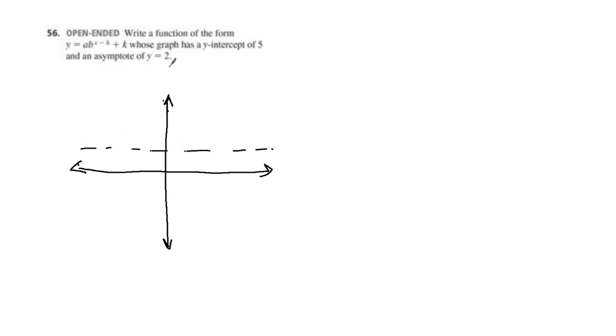Final question. Write a function of the form whose graph has a y-intercept of 5 and an asymptote at y equals 2. Okay, it has an asymptote at y equals 2, so let's draw this graph right now. There you go. So the asymptote at y equals 2 is right there, so k has to be 2. So then we'll have a times b to the x minus h, plus 2.